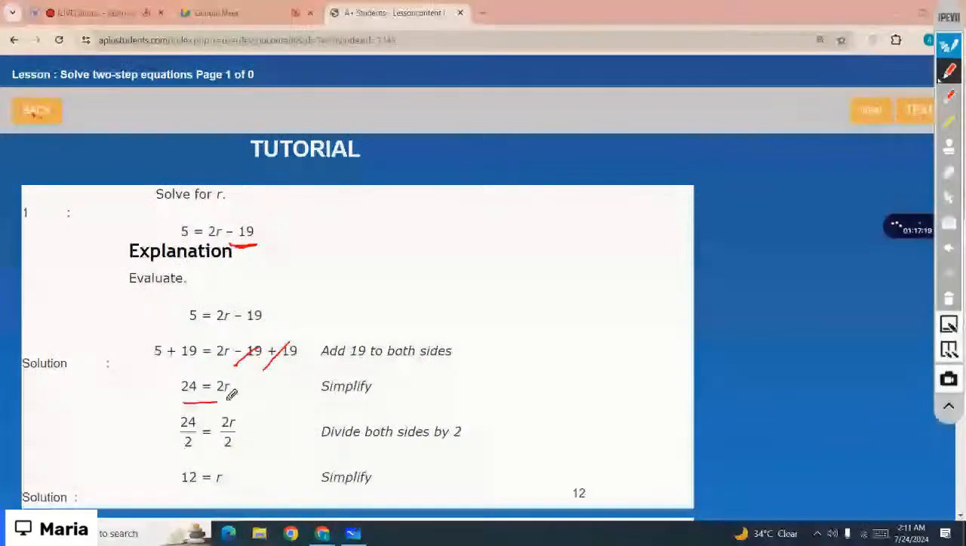You need to solve for r only. That means you need to isolate the r. So you need to move that 2, so you need to divide both sides by 2. That is r equals 12. Let's just start with the test questions.